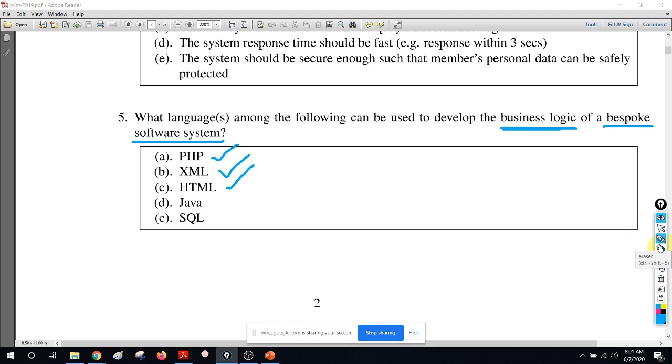So therefore I'm going to remove this, and I'm going to remove HTML also. We know that for business logic we don't use HTML. It's all about presentation, right? It's all about presentation. Of course we can use Java if the backend is Java.